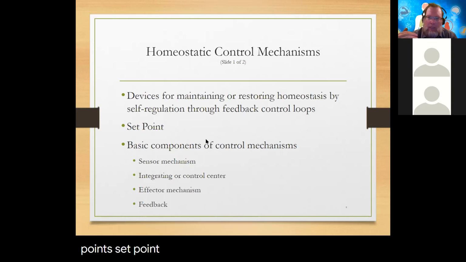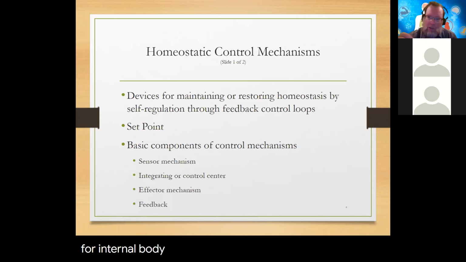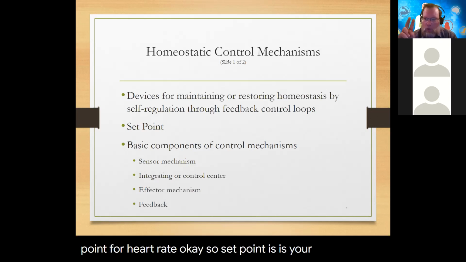Set point is that homeostatic norm that an individual has, that we all have, that 98.6. That's our set point for internal body temperature. 120/80 is our set point for blood pressure. 60 or 80 beats per minute, that's our set point for heart rate. Okay, so set point is your normal numbers.